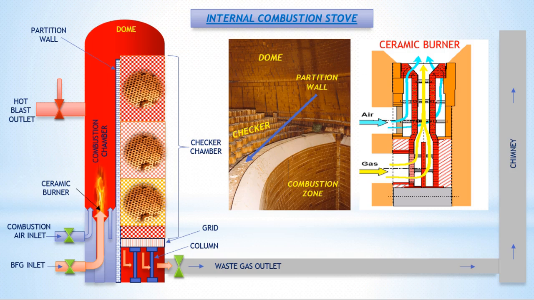Partition wall directs gas flow. The wall guides the flue gases and air blast through the regenerator, the checker chamber, promoting even heat transfer and efficient combustion. The partition wall is made from high-temperature refractory materials, like fire brick, castable refractory, for durability and heat resistance.